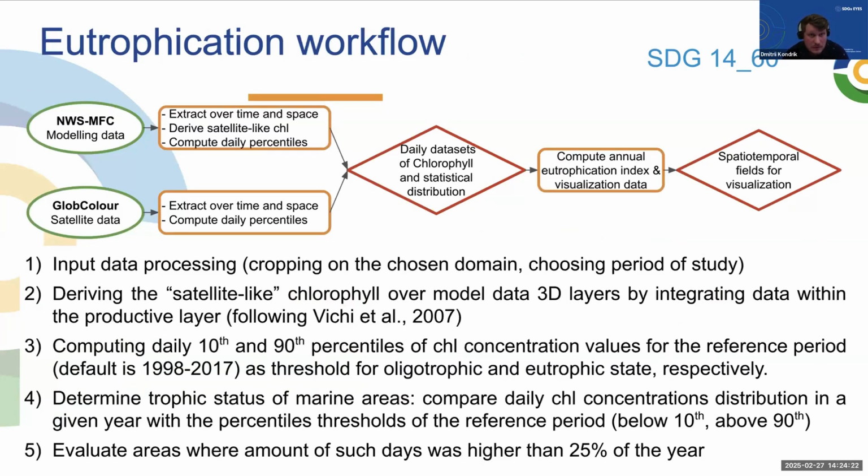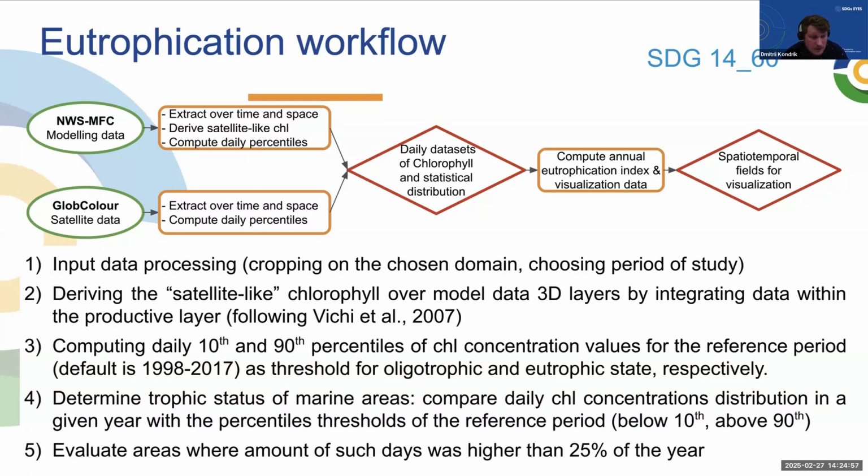So to continue with the eutrophication workflow, it is also organized in a similar way. We first process the input data and then start the actual workflow by deriving the satellite-like chlorophyll over the model data, organized in 3D layers, by integrating the data within the productive layer, which is important in terms of consistency with the satellite data, and also in general because we need the information over the whole photic depth instead of some separate layers.